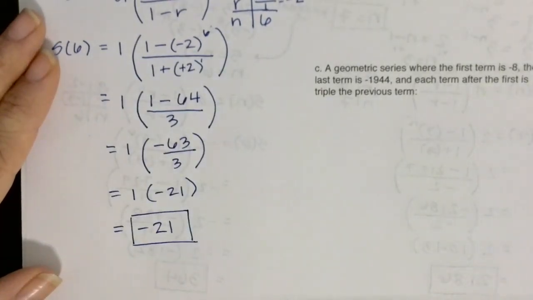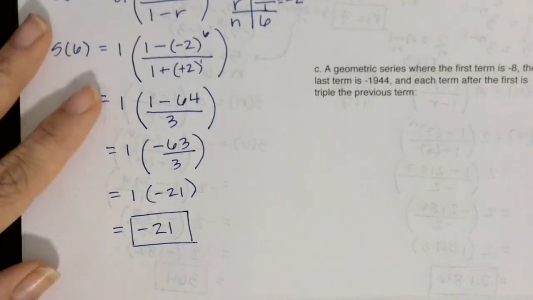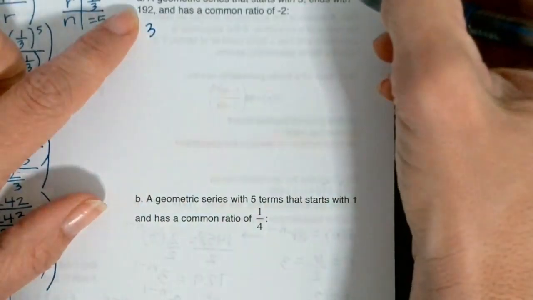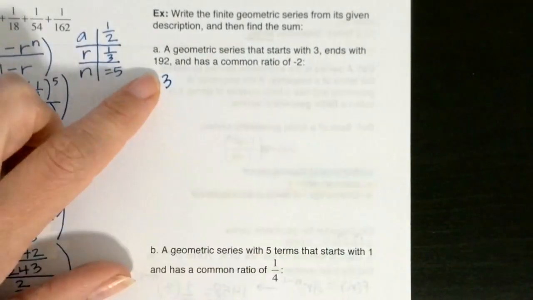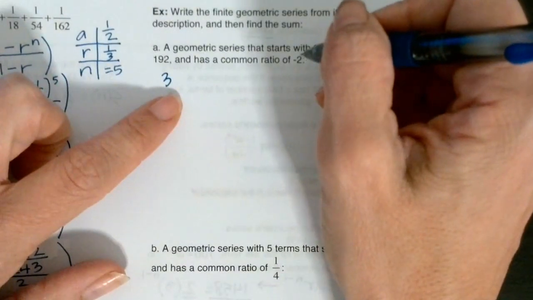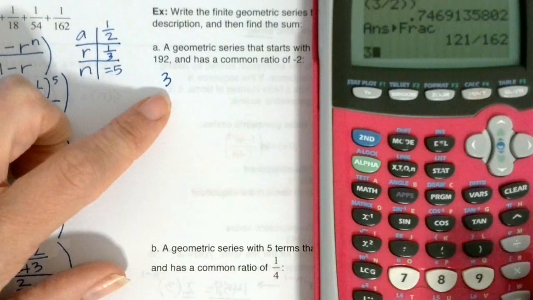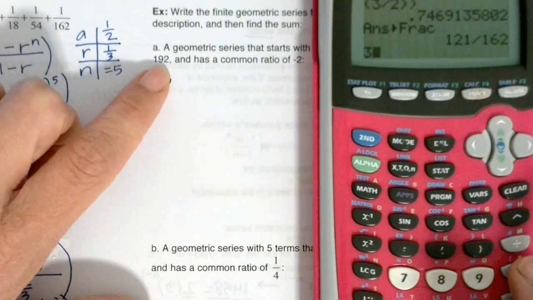Alrighty, now we're on to our last set of examples, and it says write the finite geometric series from its given description and then find the sum. So this one says a geometric series that starts with 3 and ends with 192 and has a common ratio of negative 2. So they actually want you to list out these numbers. If the common ratio is negative 2, then to get the next term, we're just going to multiply by negative 2, and we're not going to stop till we get to the term that ends, that's 192.